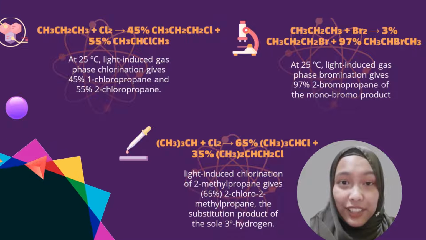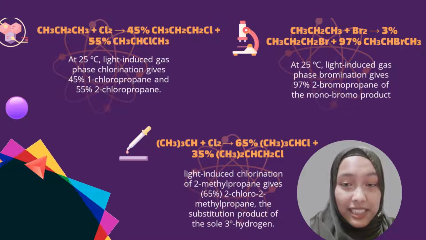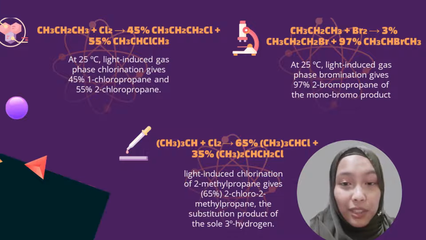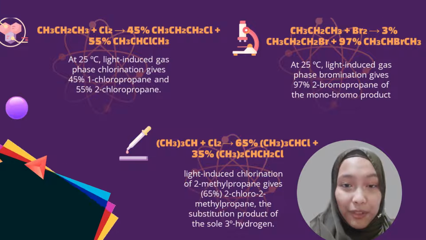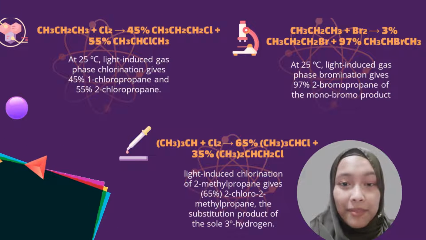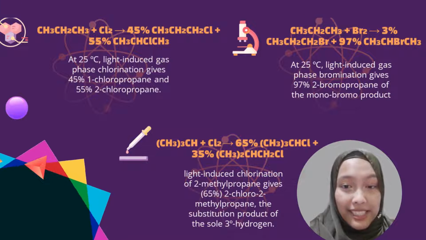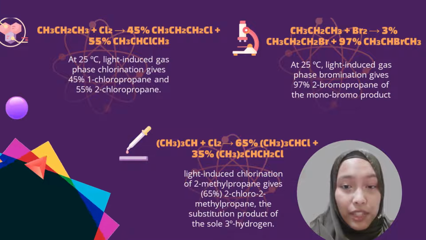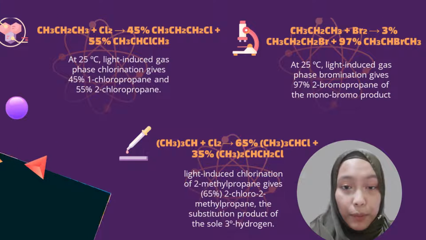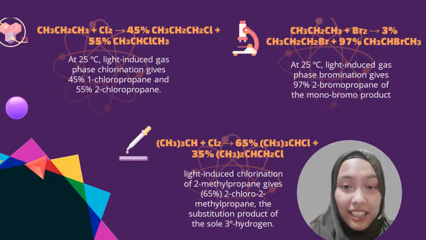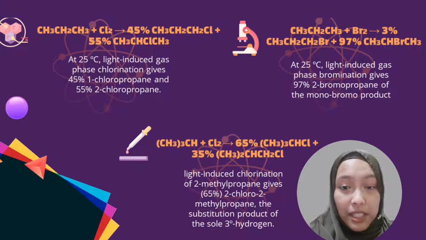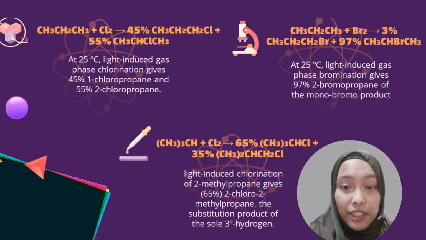Interestingly, there is no equal reactivity for each of the hydrogens in a complex alkane. At 25 degrees Celsius, light-induced gas phase chlorination gives 45% 1-chloropropane and 55% 2-chloropropane. Next, at 25 degrees Celsius, light-induced gas phase bromination gives 97% 2-bromopropane of the monobromo product. As a result, secondary hydrogens are inherently more reactive than primary hydrogens by a factor of 3:1.